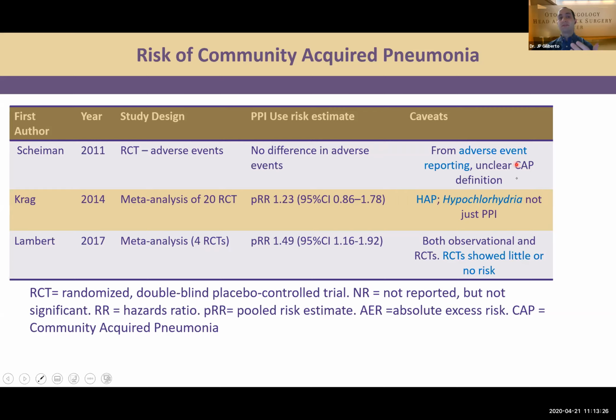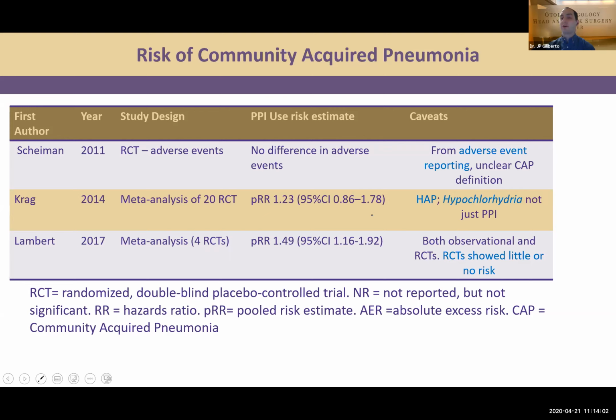These randomized controlled trials of PPIs, their primary aim was not to assess whether or not community-acquired pneumonia was a potential risk factor. So, it's important to keep that in mind. But there's a lot of evidence within 20 randomized controlled trials that argues against hypochlorhydria as the source of hospital-acquired pneumonia risk. We saw that there was no increased risk for acid suppression in these patients.